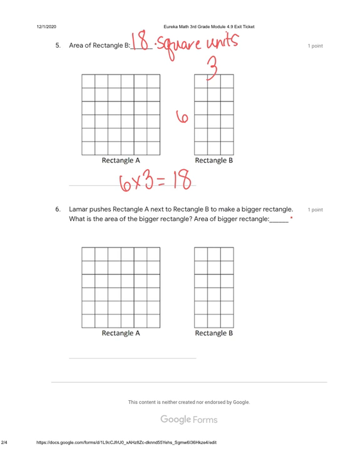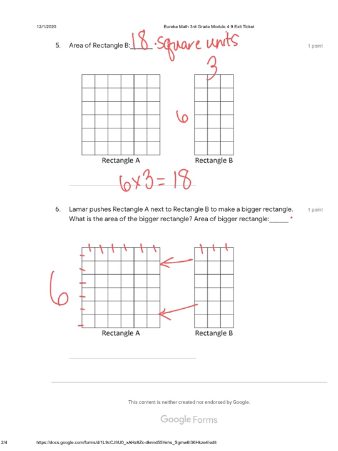Number 6, Lamar pushes rectangle A next to rectangle B to make a bigger rectangle. So what is the area of the bigger rectangle? Okay, so he pushes them together. So all this comes over here. It's joined. There are still 6 rows. 1, 2, 3, 4, 5, 6. But now the number of columns is different. So it's 1, 2, 3, 4, 5, 6, 7, 8, 9.